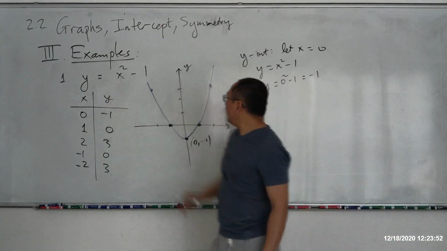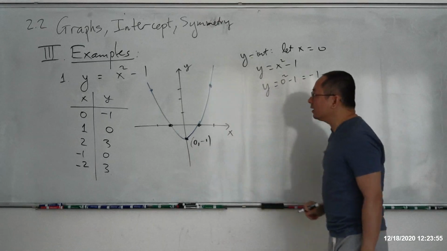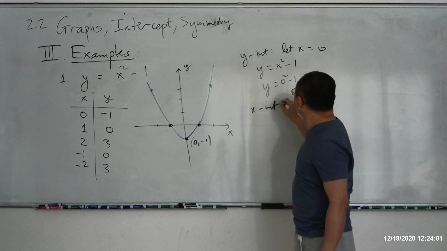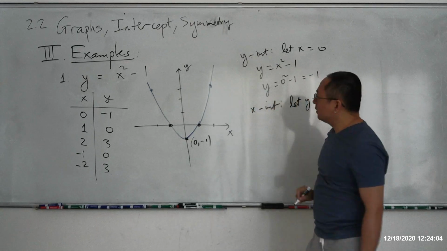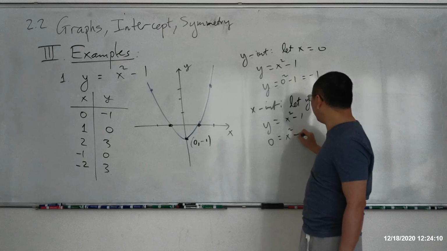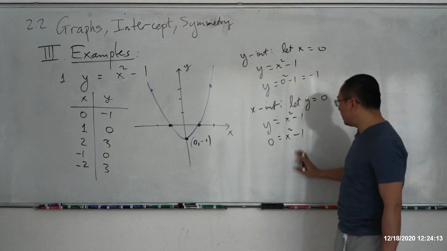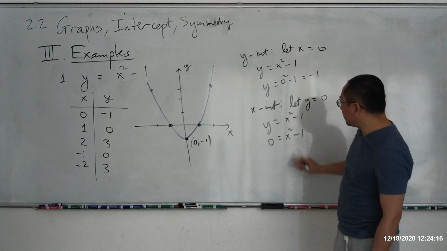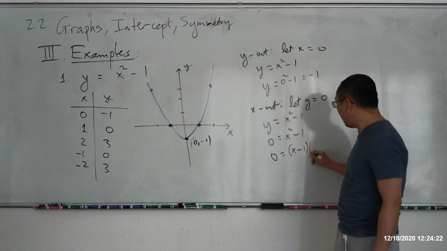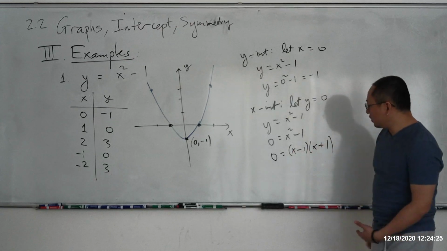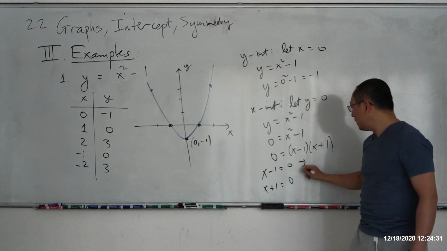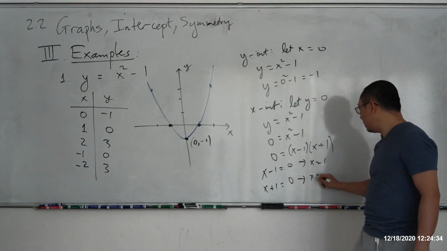Now, what about the x-intercept? We actually have 2 of those. So how do we solve for this? We plug in y equals 0, right? For the x-intercept, you let y equal to 0. You have y equal to x squared minus 1, so 0 equal to x squared minus 1. Now there are 2 ways to solve this problem. The way I usually do, I see it is quadratic, so I try to factor it, or use the quadratic formula. 0 is equal to (x minus 1) times (x plus 1). Then you have 2 solutions here: x minus 1 equal to 0 or x plus 1 equal to 0. Then you get x equal to 1 or x equal to -1.